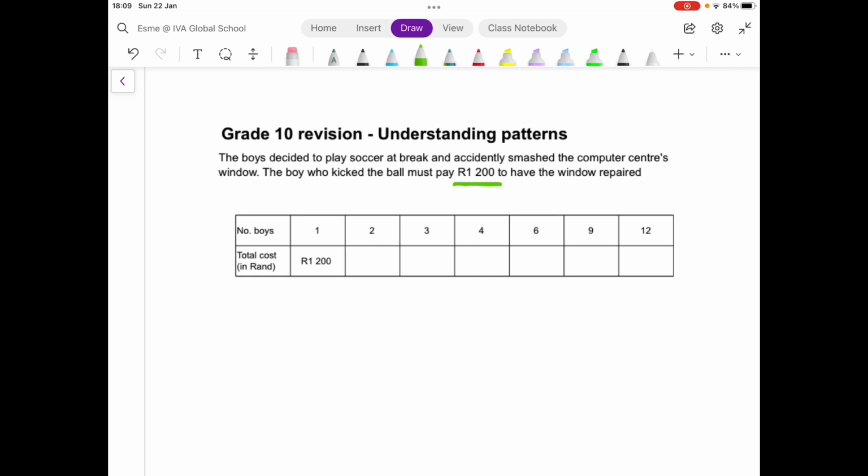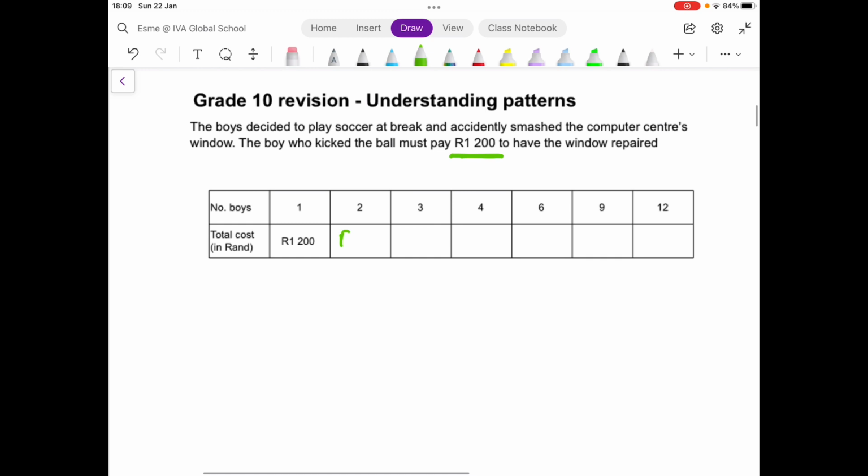If the two of them club together and pay the 1,200 Rand, each one of them would pay 600 Rand. And then the other boys also decide, no, we were all playing, let's help these two. If there were 3 boys playing, they would each pay 400 Rand. If there were 4 boys playing, they would each pay 300 Rand. 6 boys would pay 200 Rand each.